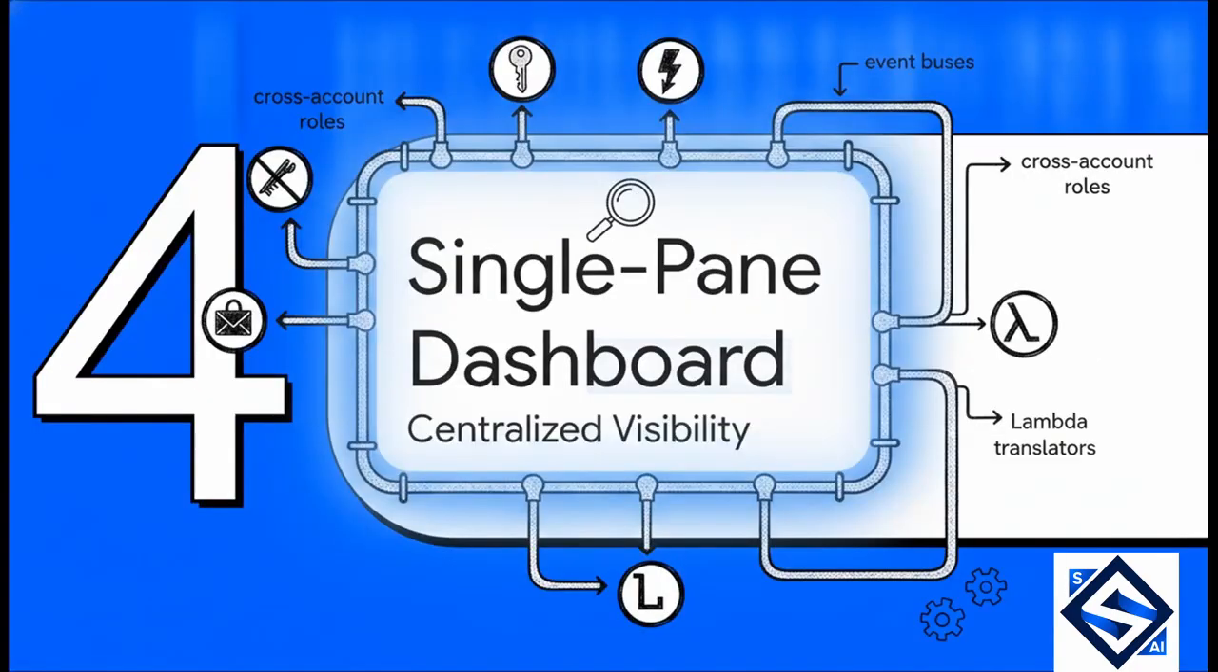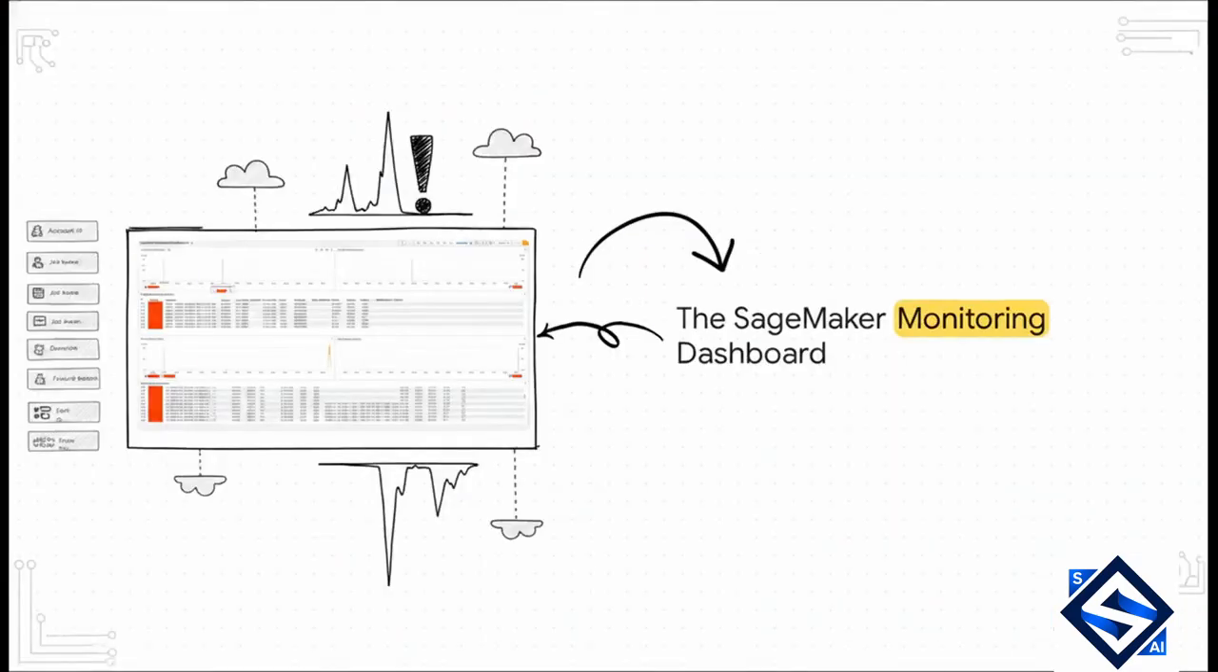Moving right along to Section 4, the single pane of glass dashboard. All of this complex plumbing we just talked about, the cross-account roles, the event buses, the Lambda translators, it all builds up to this visual reward. This is the payoff. Now, what's really interesting about this setup is how instantly an engineer can spot a spike in failed training jobs across the entire enterprise. You aren't guessing which account is having trouble anymore. The dashboard aggregates the whole shebang. You can immediately see the account ID, the job name, the duration, and the exact failure reason all lined up in one super clean interface.